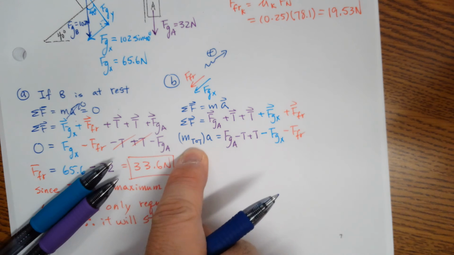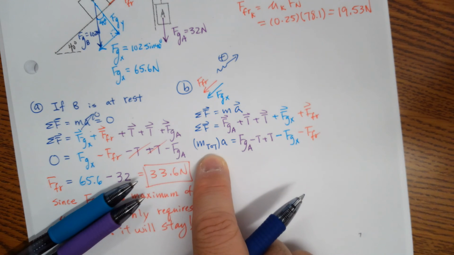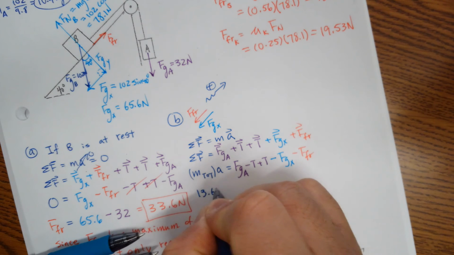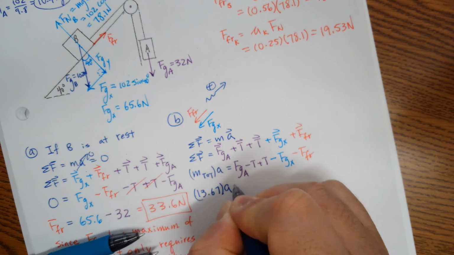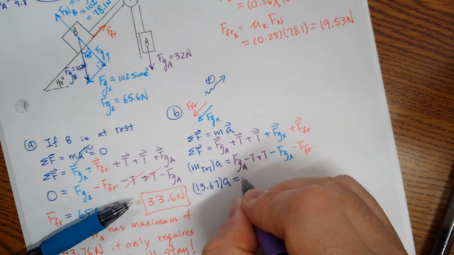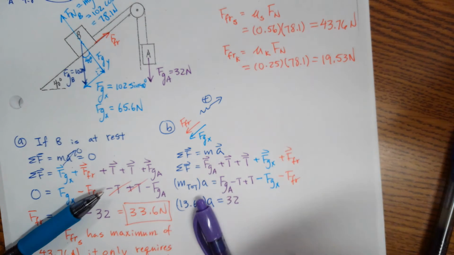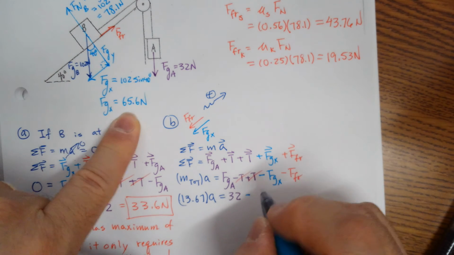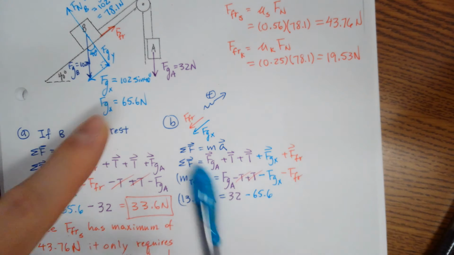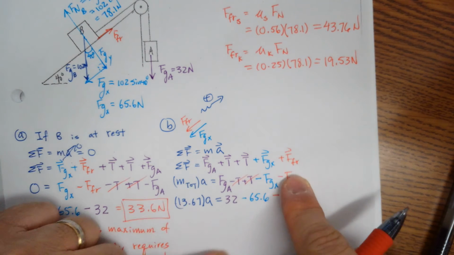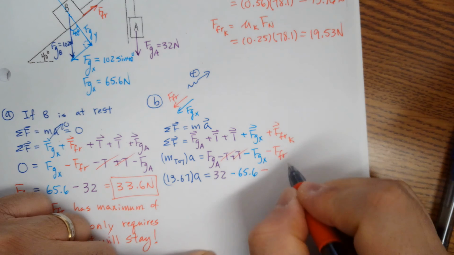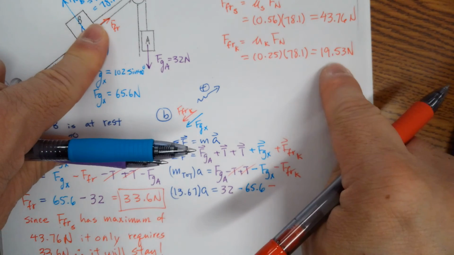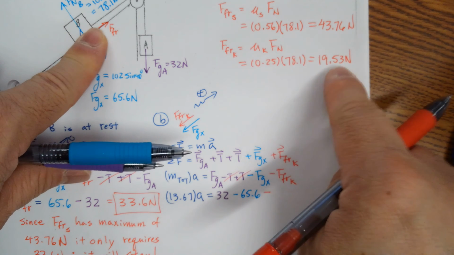So, what is the mass total? Mass total happens to be 13.67, right? So I'm adding the masses up, times A is equal to FGA, 32. These two tensions will cancel out, minus 65.6, minus, now this time, since it's sliding, this has to be kinetic friction, right? Because it is sliding.